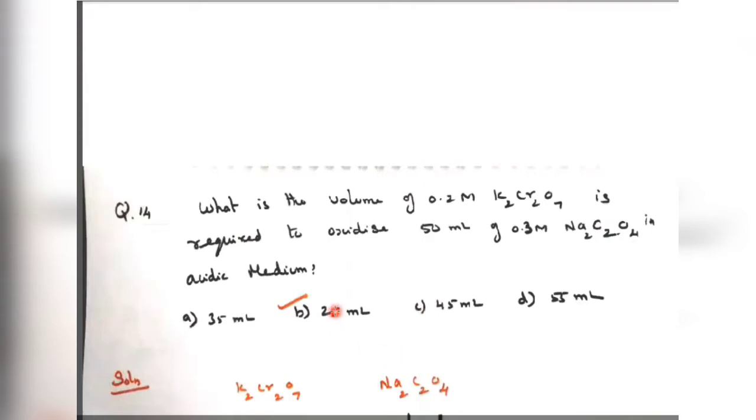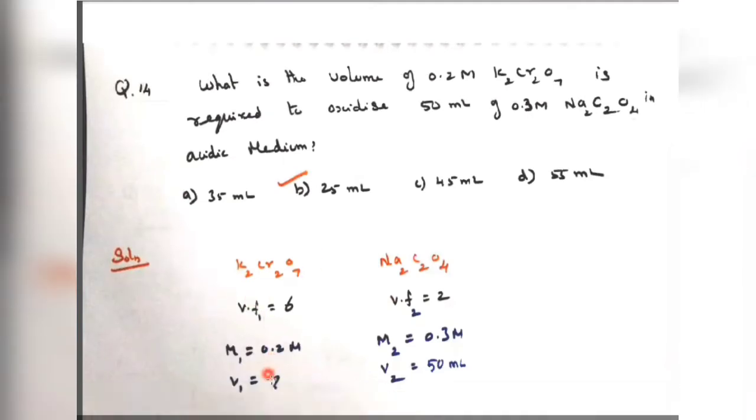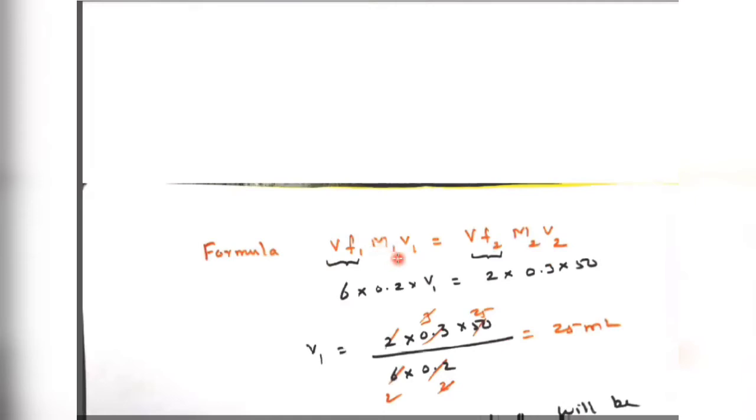Next question: what is the volume of 0.2 M potassium dichromate, K2Cr2O7, required to oxidize 50 ml of 0.3 M sodium oxalate, Na2C2O4, in acidic medium? Already I told you, consider this sodium oxalate and potassium oxalate, the valency factor is 2. For potassium dichromate, the valency factor is 6. So M1V1, and here valency factor 2, M2 is given and V2 also given, but V1 is not given.